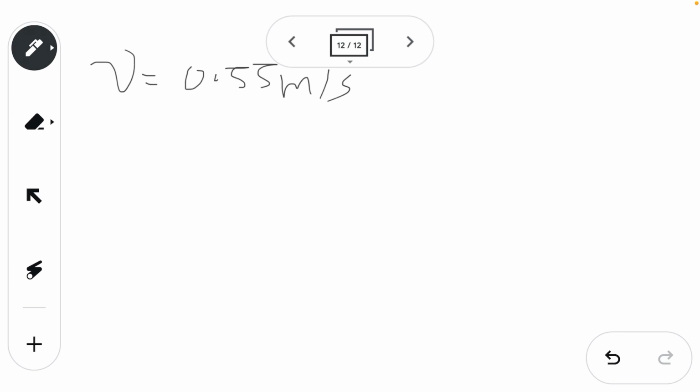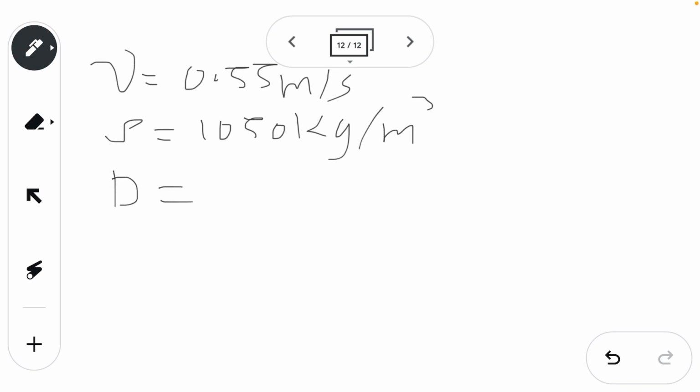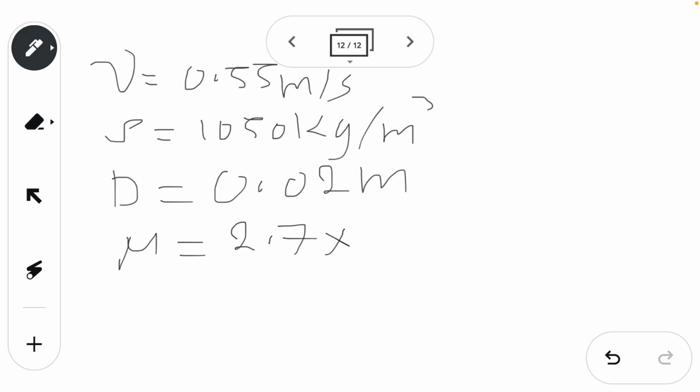What else do we have? We have the density as 1050 kgs per cubic meter. We also have the diameter, which is 0.02 meters, and the coefficient of viscosity given as 2.7 times 10 to the minus 3.